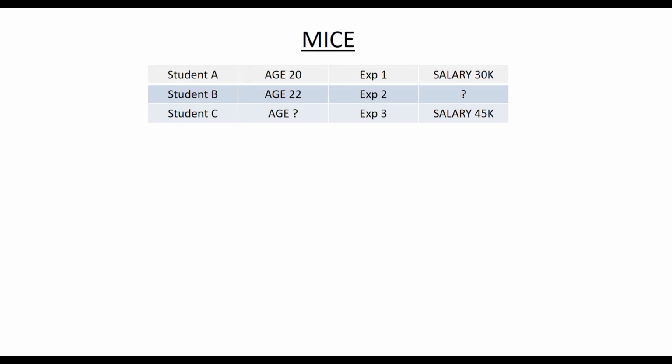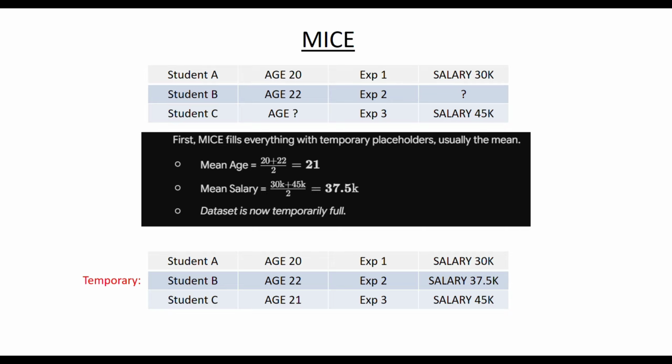First, MICE initializes the datasheet by filling the blanks with simple averages just as temporary placeholders. Then the chain begins. We erase student B's temporary salary and build a model to predict it using age and experience. Okay, so you can see we have made a temporary table by finding the age and salary. The next step will be deleting them.